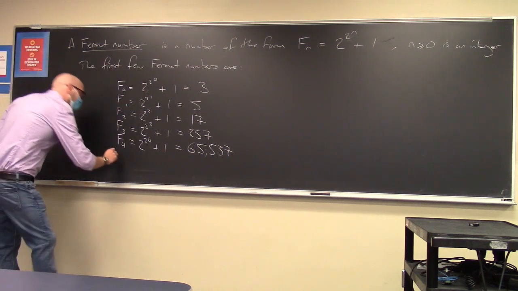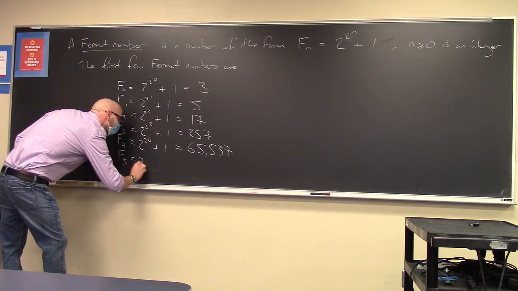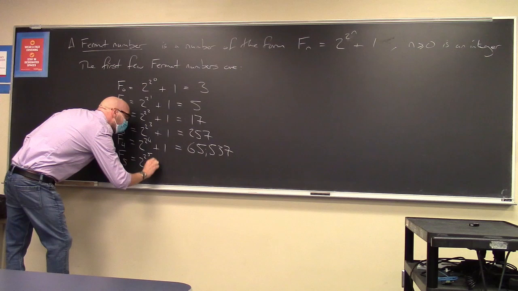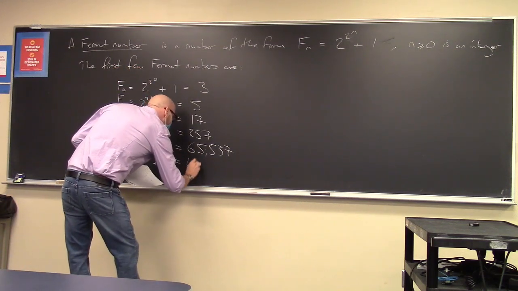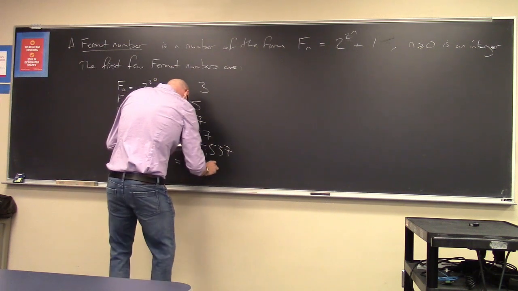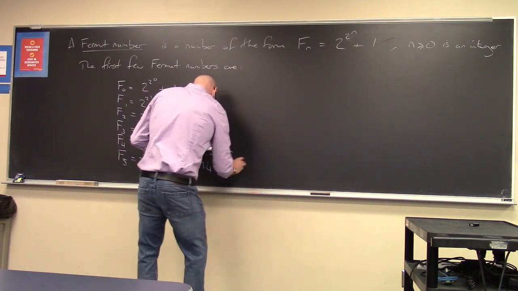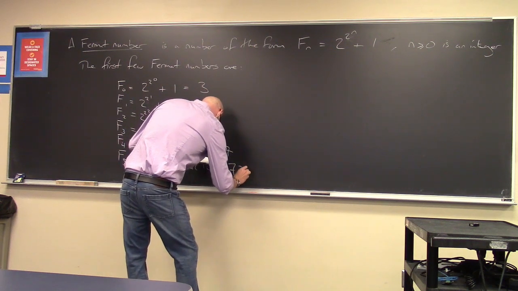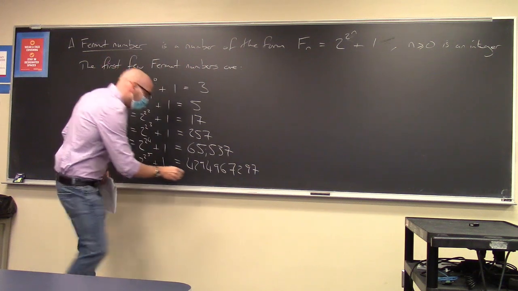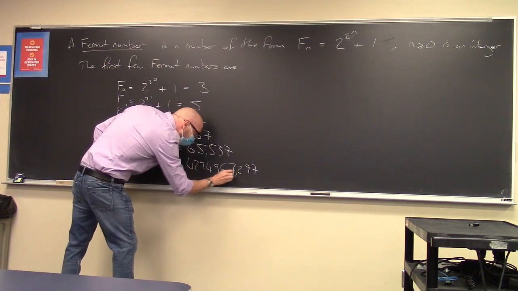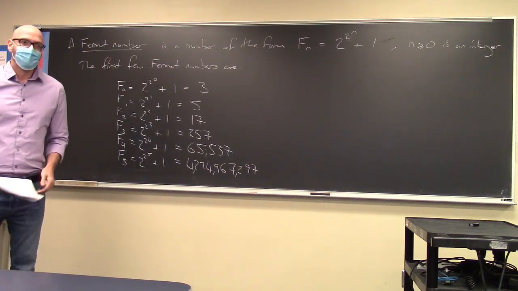The next one I'll list, this will be the last one I list, F5, is 2 to the 2 to the 5 plus 1, which is 4,294,967,297. Let's put the commas in the right spot.